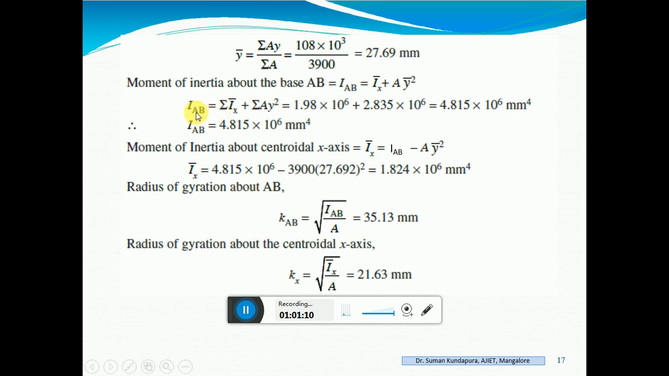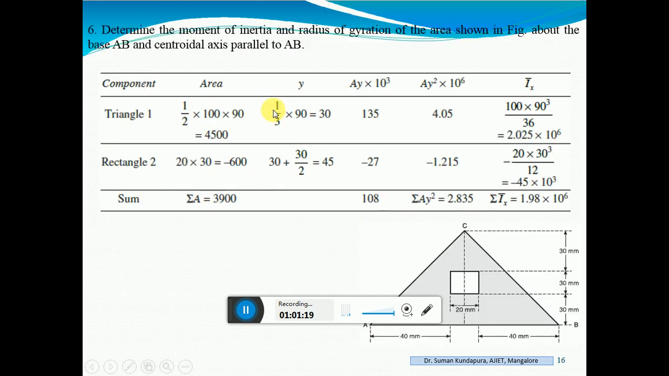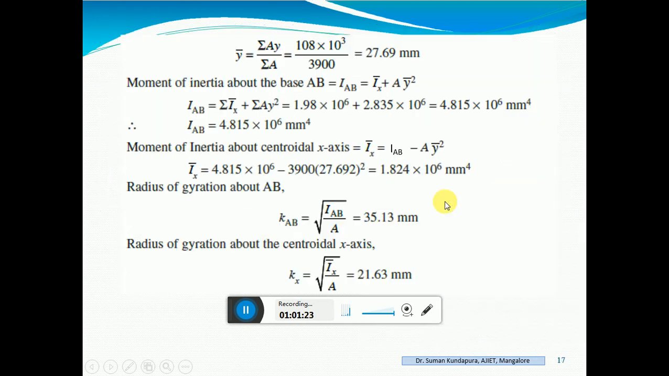So this is similar to I11, so instead of I11 it is I_AB here. So it is summation Ix bar plus summation Ay square. This one plus this one, you will get I_AB. Sorry, directly I need I_AB as well as I need Ix bar.